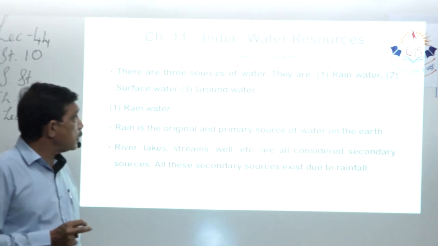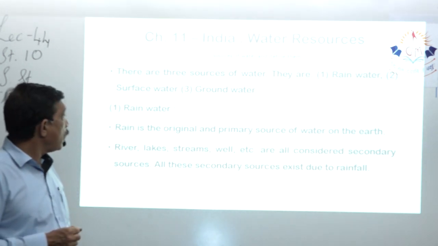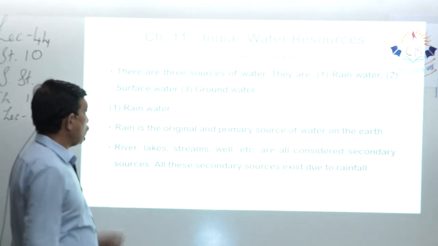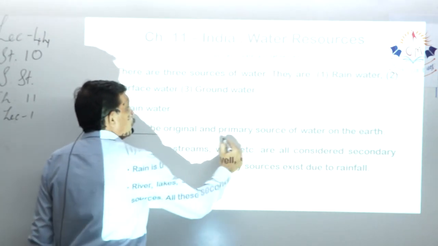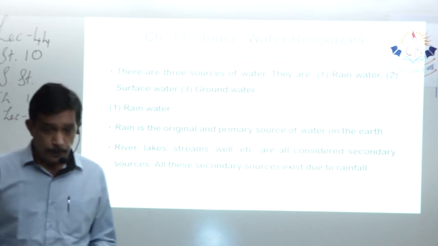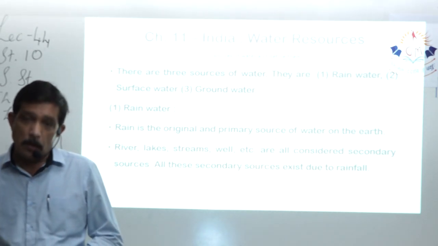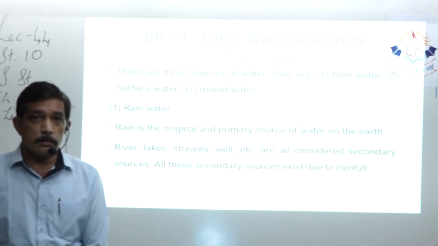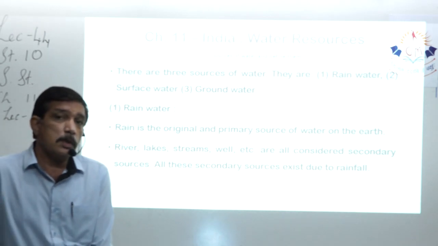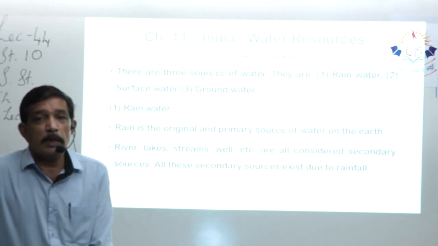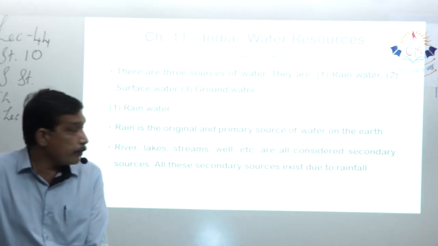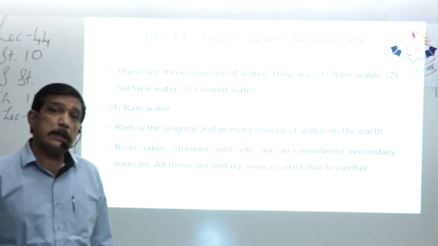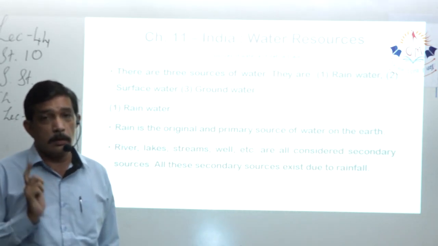Now let us learn these three sources of water one by one. Rainwater, please underline that in your material also. Rain is the original and primary source of water on earth. These are things to understand, because as far as objectives are considered, these are quite complicated matters. In spite of making the students understand thoroughly, still they keep on making mistakes in this type of objectives. Rain is the original, and it is very true. It is the original source of water on earth.